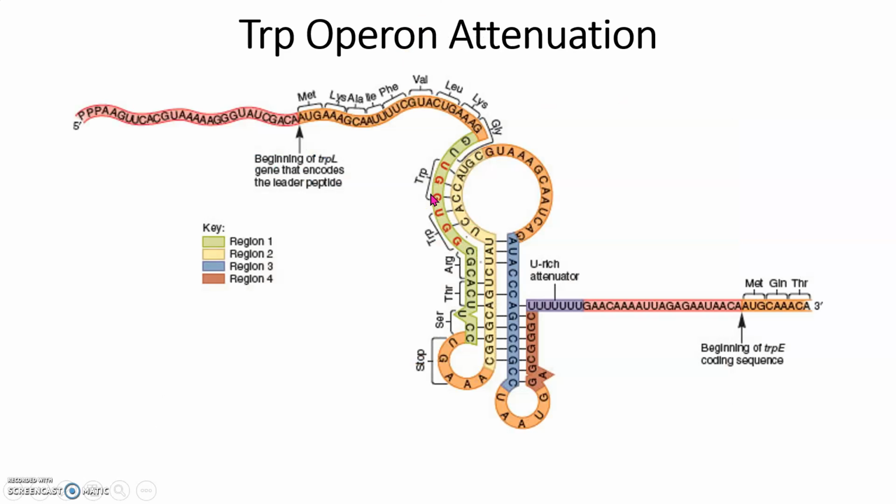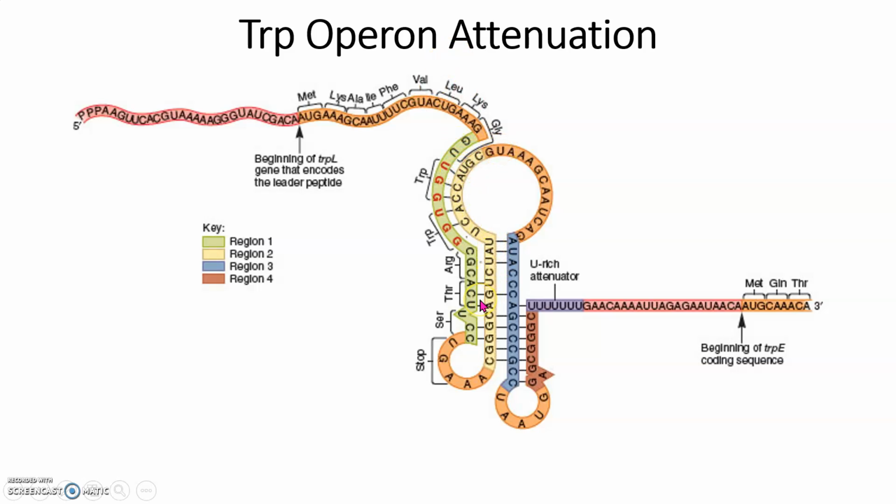Okay? So for attenuation to occur, we have to have several sequences that are a part of this. So here we are where we're making our trp mRNA. It has this leader sequence here that codes for tryptophan. So think about that. If you have this leader sequence that codes for tryptophan, that means you're sensing the environment, trying to see if you have tryptophan.